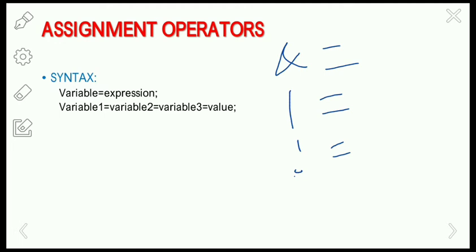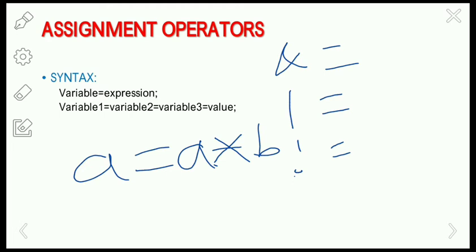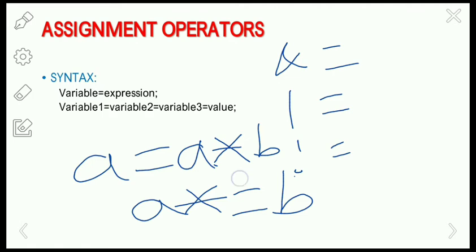Okay, and the meaning of these operators will be, it will start with the operator, like a equals a times b. Which means a times equals b. So the syntax will be in the format of operator and equals.